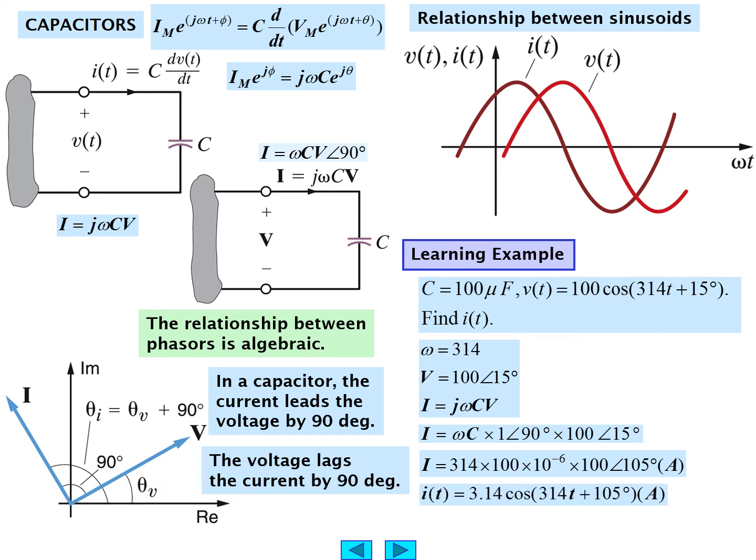Taking that phasor representation and going back to the analytical time domain description, we multiply out the amplitudes. We find that the amplitude is 3.14. It's a cosine forcing function, so we're sticking with cosine: 3.14 cosine of (314t plus 105 degrees), which is our answer in amperes.